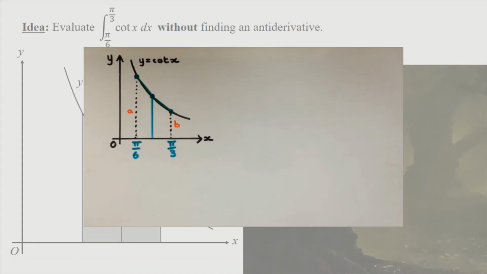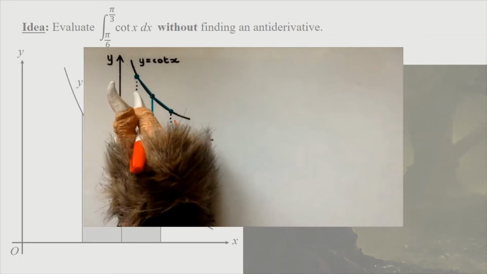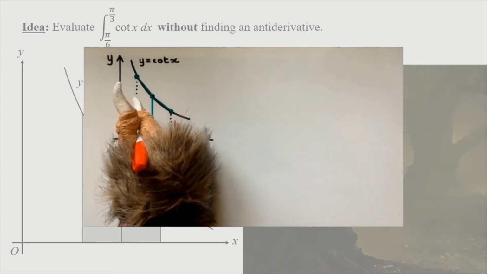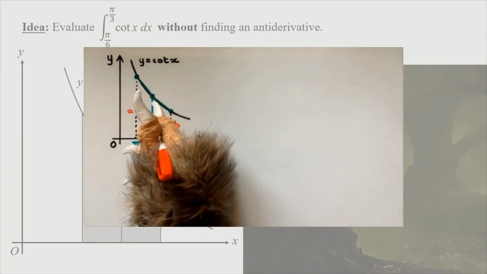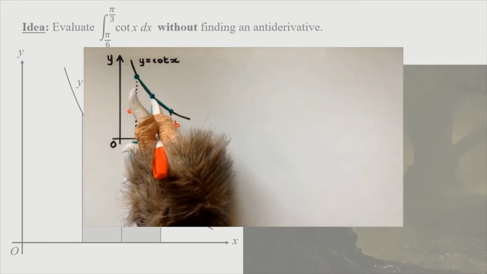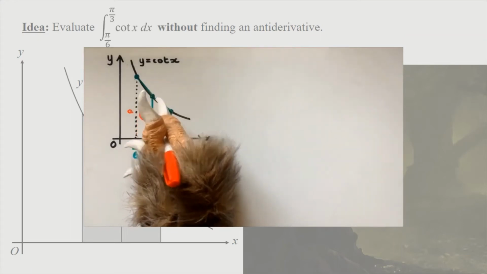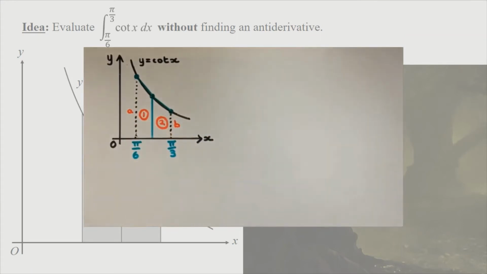Let's label the trapezia and essentially give them a name. So we'll call this first one number 1, and we'll call this one number 2, like so. So let's work on number 1 first, but before we do that, let's establish what this coordinate is.